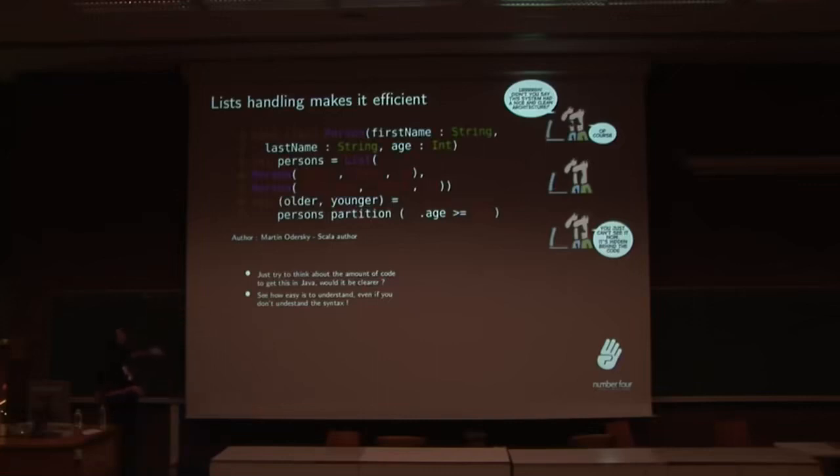And then I'm going to create, actually, two new lists, older and younger. Those two new lists are going to be partitioned from the person list. And I'm going to pass to the partition method a function. This is a function, the thing here. So the underscore.age superior or equal 18 is a function. And the partition method is going to use this function to actually create two sublists. One will be younger, one will be older.